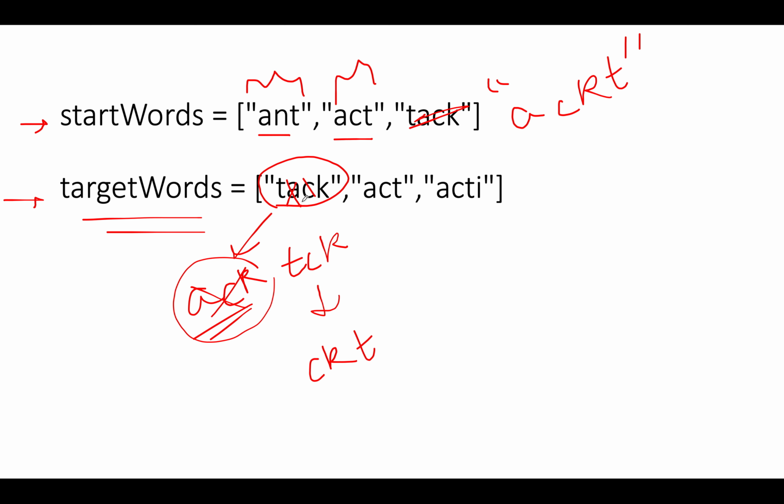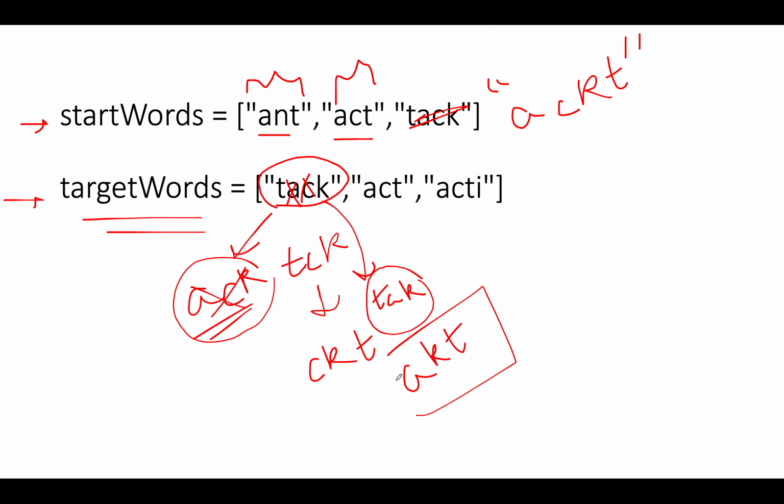Next, I'm going to remove C. The string that gets generated is TAK. I'm going to sort this up, and I will get AKT. Is it part of my start words? No, it's not. So let's proceed ahead.